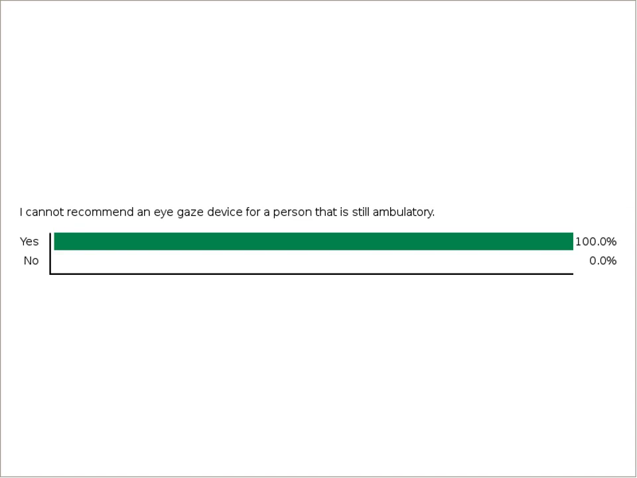So give me a yes or no. What are your thoughts? Good. I'm so happy to see that I'm getting a lot of yeses. So yes, you can recommend an eye gaze accessory to someone who's ambulatory.